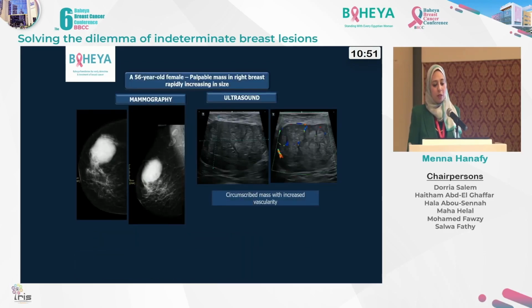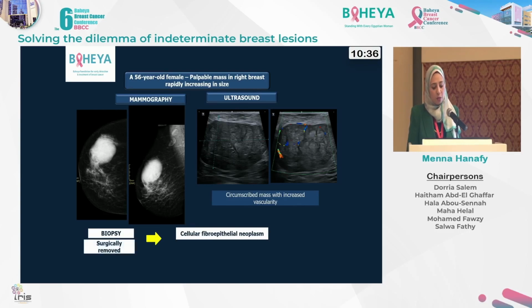A 56-year-old female patient presented with palpable mass in her right breast which rapidly increased in size. Her mammography and ultrasound revealed circumscribed mass lesion with increased vascularity. Biopsy was performed and it was cellular fibroepithelial neoplasm. When it was surgically removed, the pathological result was benign phyllodes tumor.